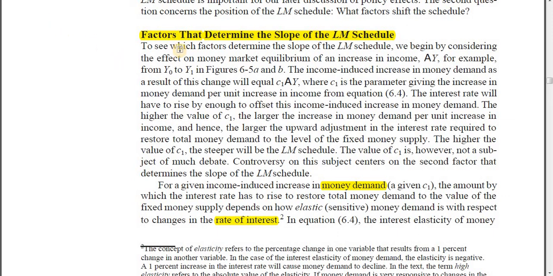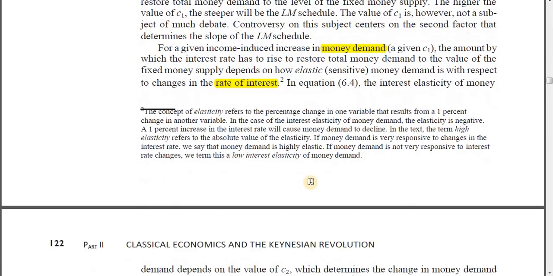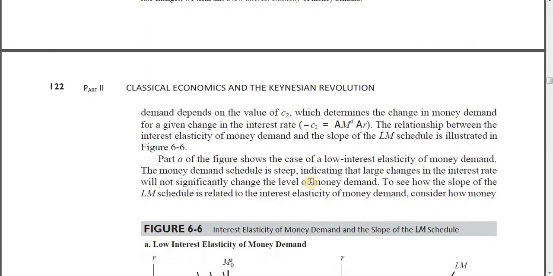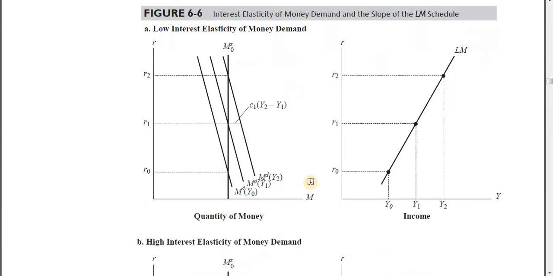So let's get on to understanding the factors that determine the slope of the LM schedule. Alright, we have already seen its derivation. Now the most important topic of this chapter is how does it look like? Is it flatter? Is it steeper? And this is something that we can understand by understanding just two things. Number one, what is the interest elasticity of money demand and what is the income elasticity of money demand?